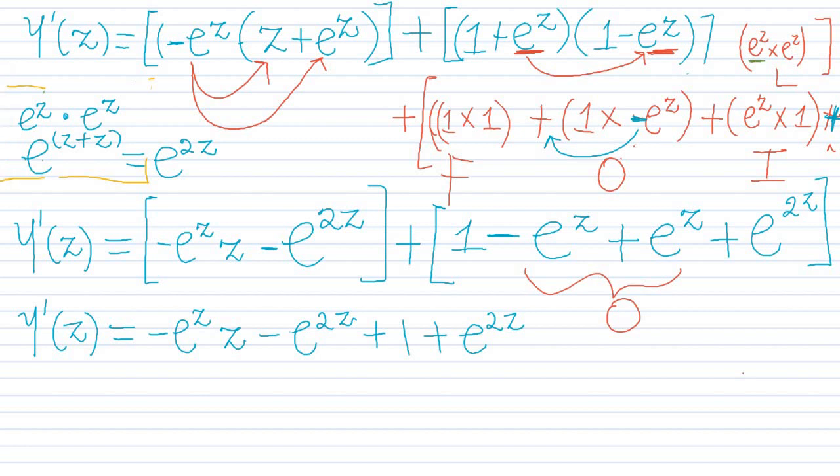Here, when I did FOIL, I said e to the z multiplied by e to the z instead of e to the z multiplied by negative e to the z. So where I put last, I'm going to erase it and do it again. I apologize for the confusion. Not my intention, just excitement. So you have e to the z multiplied by negative e to the z.